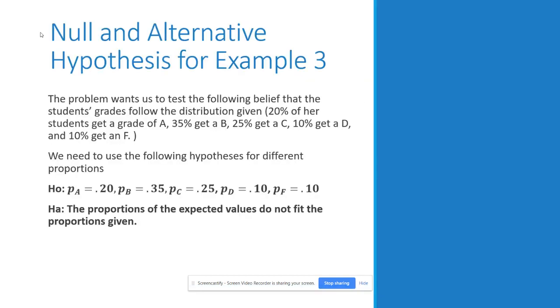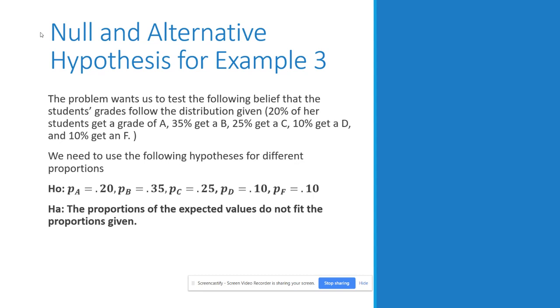Okay, here are my grades. So I need to make my hypotheses, and it's not really difficult to make these. It's a little bit different than the equal case, but all you're going to do is for your null, state what you were given. I do have to convert the percentage to a proportion, but that's easy. Really, all you're doing is taking the 20%, moving the decimal 2 places to the left, and then you get your proportion. So my null is that the proportion of A's equals 0.20, proportion of B's equals 0.35, proportion of C's equals 0.25, proportion of D's equals 0.10, and proportion of F equals 0.10.